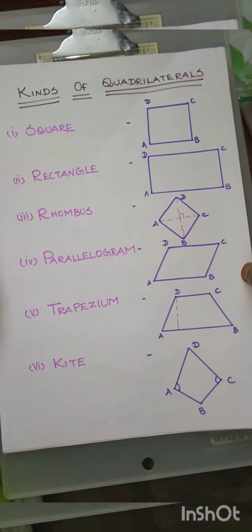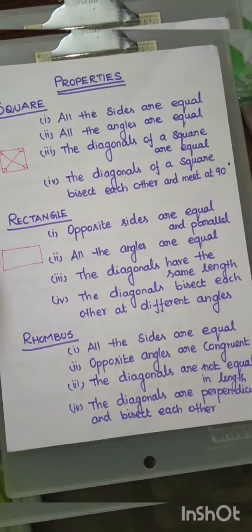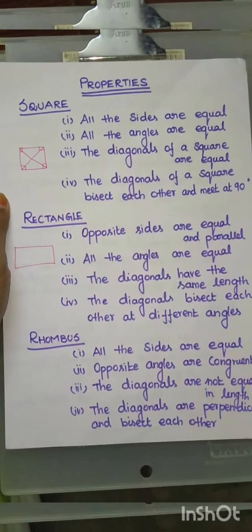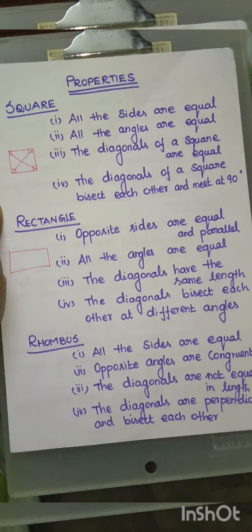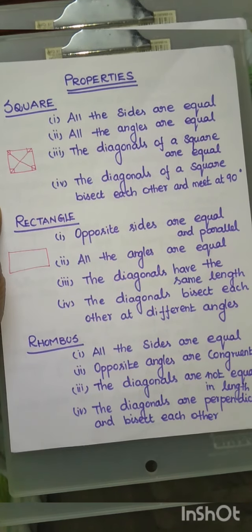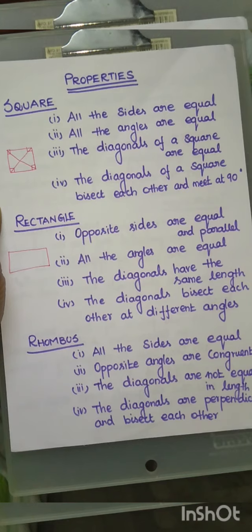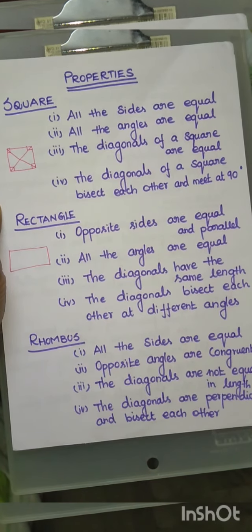Okay, the first one is actually square. I think you are well known about the properties of a square. The first one, all the sides are equal. All the angles are also equal. What about the angles? All the angles are 90 degrees. The diagonals of a square are equal. Then the diagonals of a square bisect each other at right angles.